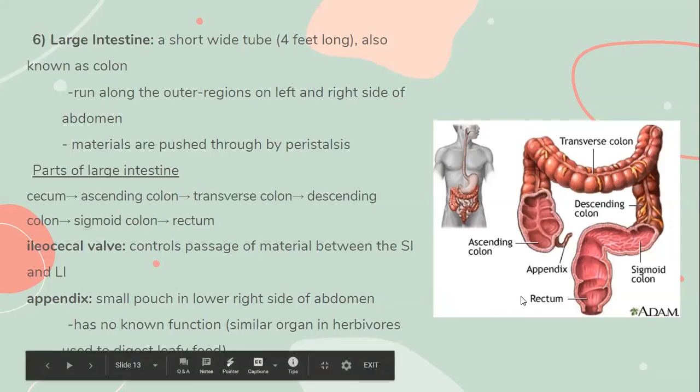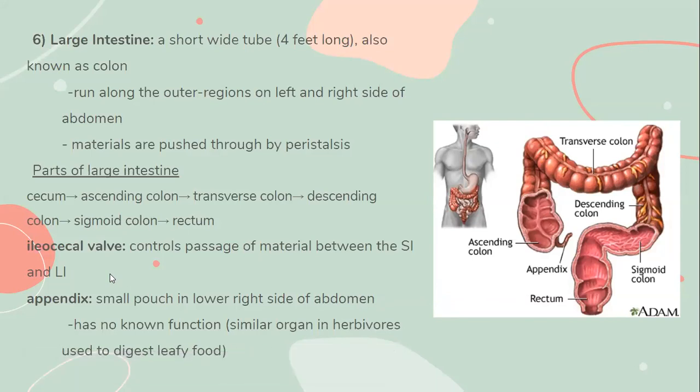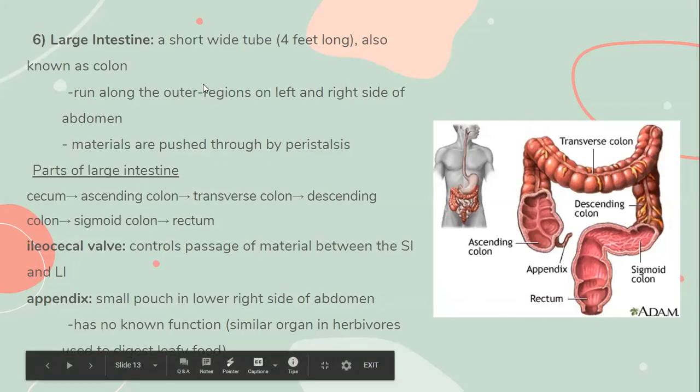And then there's something called the ileocecal valve, which controls the passage of material between the small intestine and large intestine. It's basically the separation point between your small and large intestine, and it's a valve. And then you got your appendix, which you might have heard of.